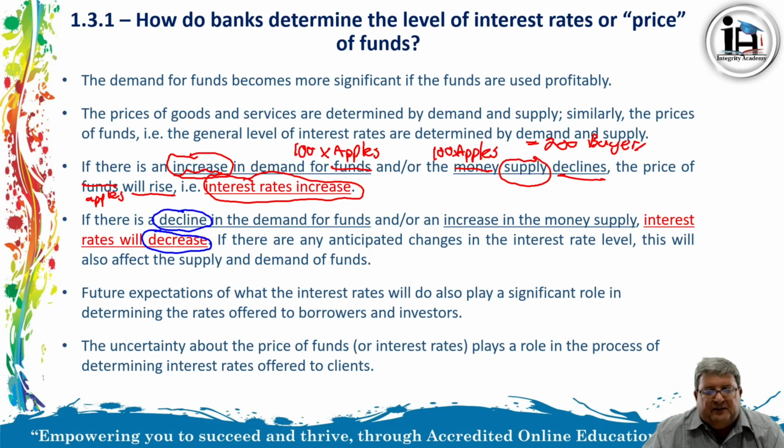All right. If there are any anticipated changes in the interest rate level, this will also affect the supply and demand of funds. So does this make sense? If you forget, just use this example of apples. I've got 100 apples, but I've got 200 buyers. So the demand for my apples increases. So therefore, the price for my apples will also rise, and if I raise my price, interest rates increase.